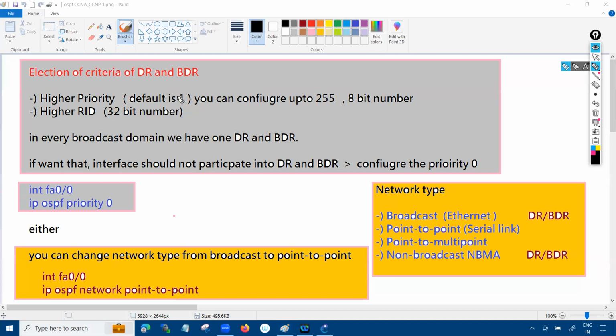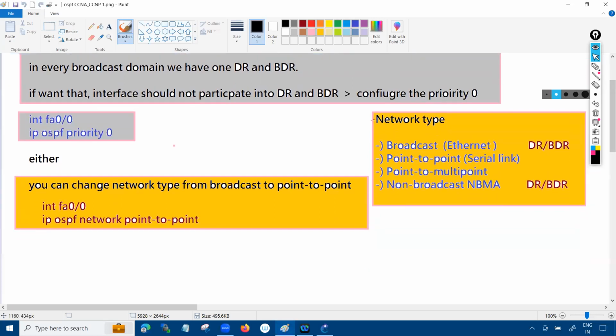So priority is 1 by default. 0 is a special priority. If you configure any interface with priority 0, that interface will never participate in the DR and BDR election itself, right? Then after that, we have seen the network types we have: broadcast, point to point, point to multipoint, non-broadcast. Majorly, if I talk about nowadays, you will only see broadcast and point to point. Somewhere in a DMVPN scenario, you will see point to multipoint, but non-broadcast you will not see.